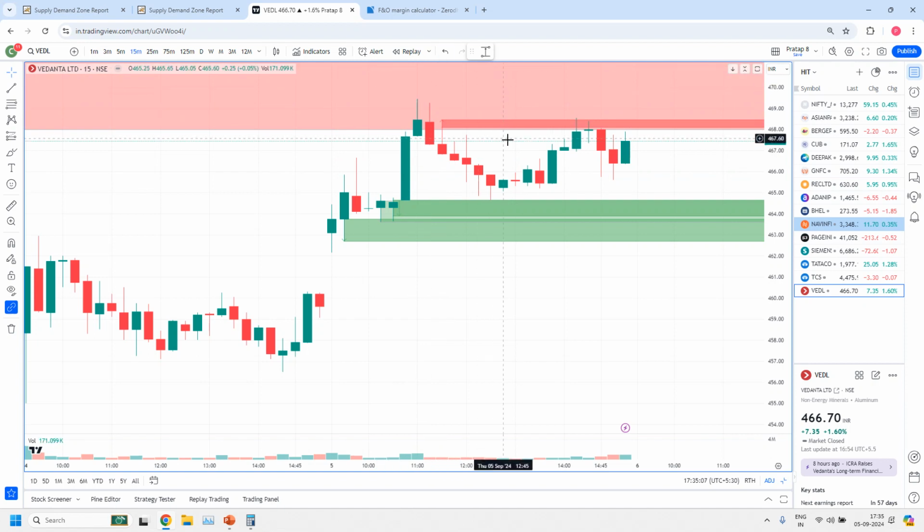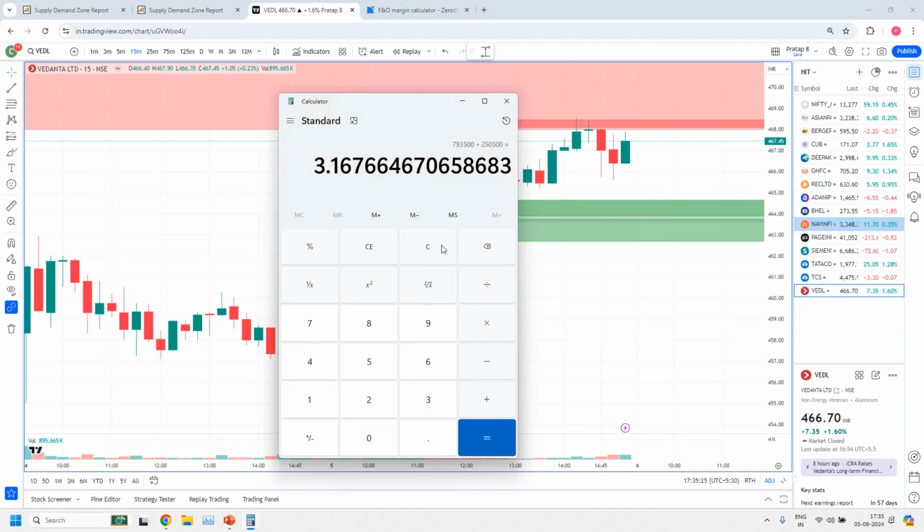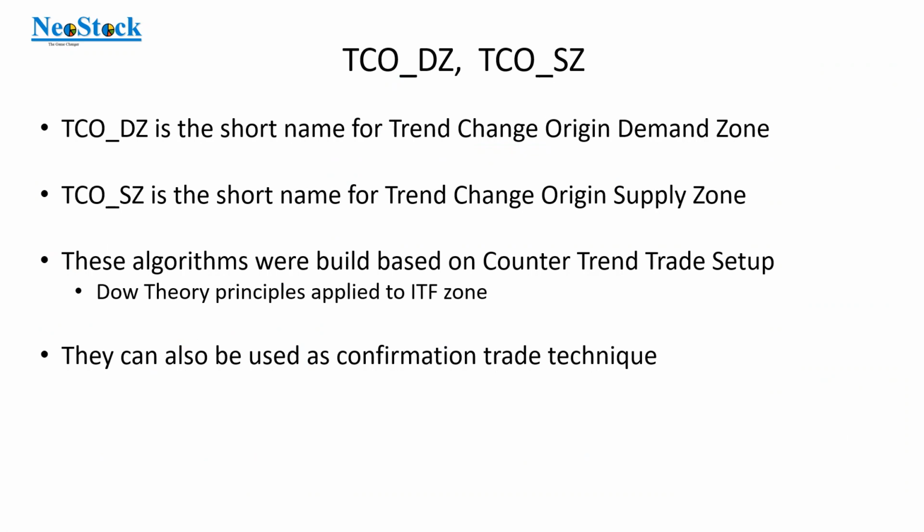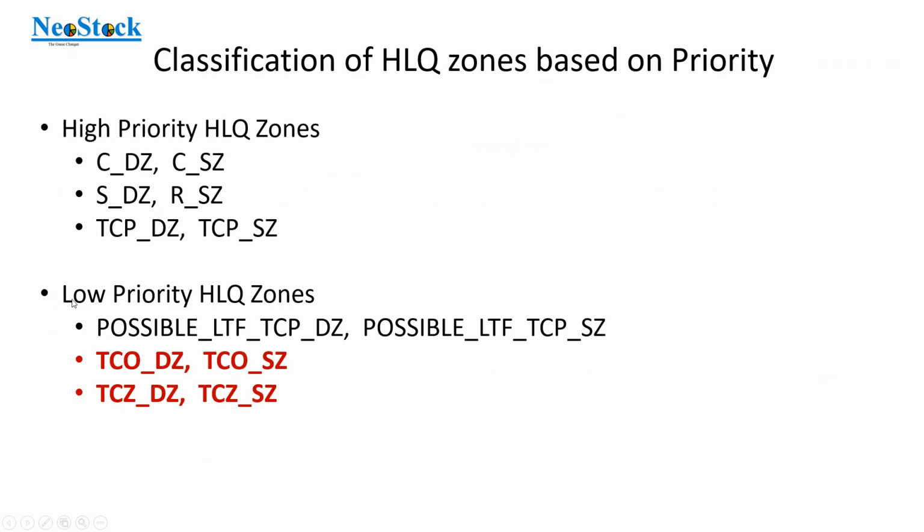After that the prices came down, the 15-minute zone has been violated, and after that it came down and got into the high liquidity zone. At that time the power may not be as strong as we expected earlier. That's why I kept these zones under the low priority category. This is the reason why I kept them in the low priority category.